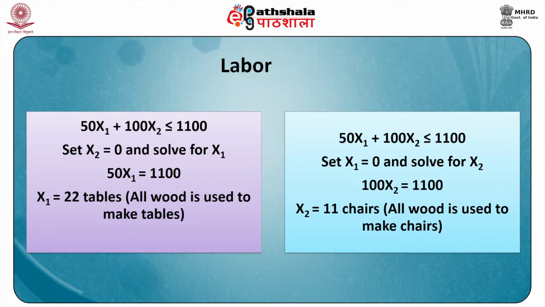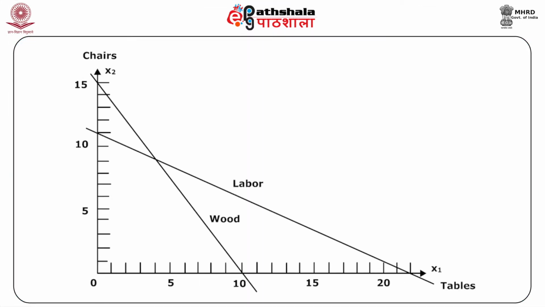50x1 plus 100x2 is less than or equal to 1100. Now set x1 equals 0 and solve for x2. We get 100x2 equals 1100, or x2 equals 11 chairs. Here all the labor is used to make chairs. Now we plot the wood constraint line using the intercepts x1 equals 10 and x2 equals 15 chairs, and the labor constraint line using the intercepts x1 equals 22 and x2 equals 11 chairs.